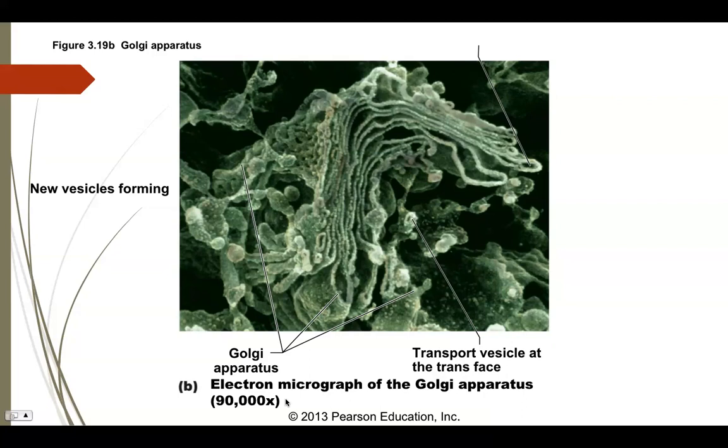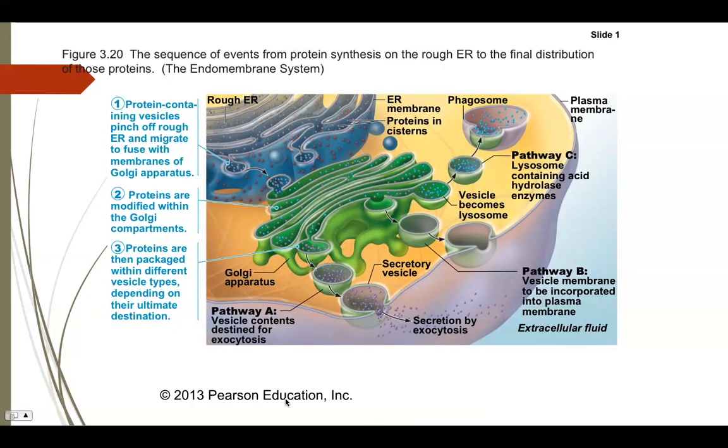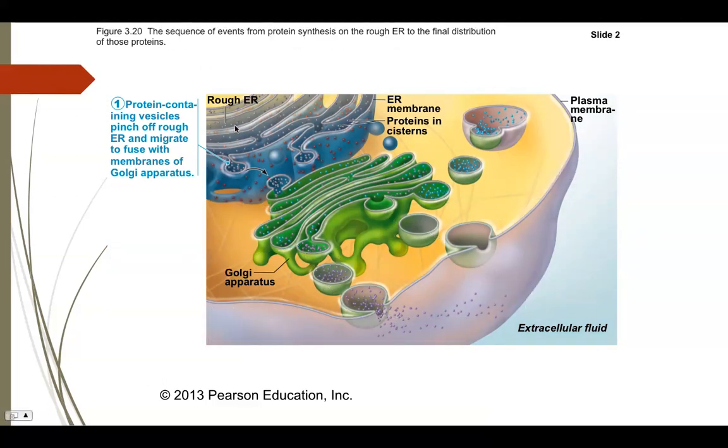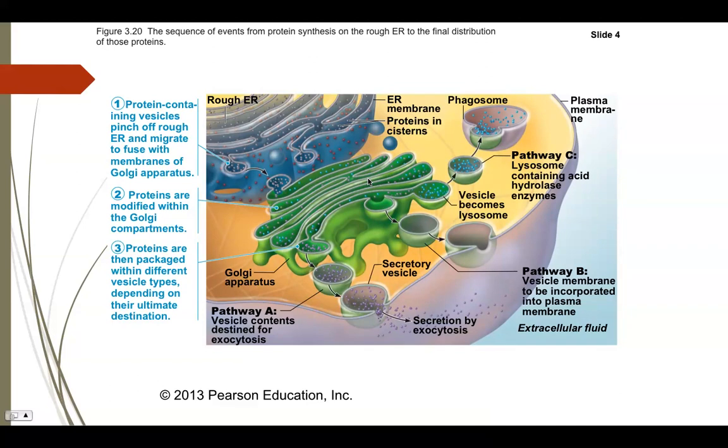This is 90,000 times magnified. And here it's showing you the sequence of events from protein synthesis on the rough ER to the final distribution of those proteins. We call this the endomembrane system. The protein-containing vesicles pinch off from the rough ER and migrate to fuse with the membranes of the Golgi apparatus. The proteins are modified within the Golgi compartments, and then the proteins are packaged in new vesicles, particularly different vesicle types, depending on their ultimate destination.